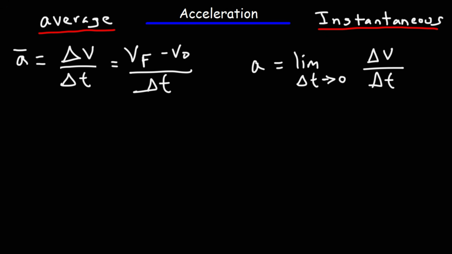The only difference between instantaneous acceleration and average acceleration is that for instantaneous acceleration, the delta t becomes so small that it approaches zero. Sometimes you can use this formula, the average acceleration, to approximate the instantaneous acceleration.